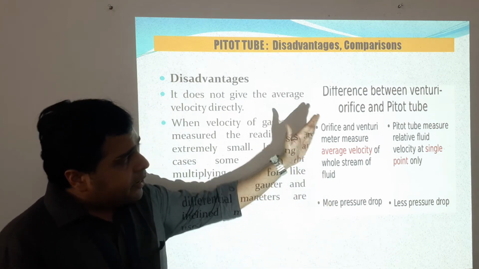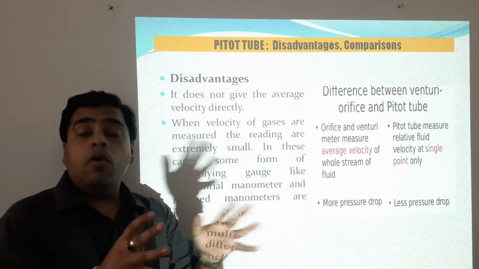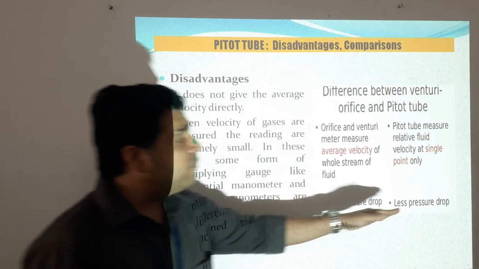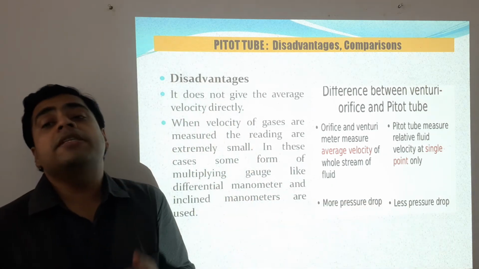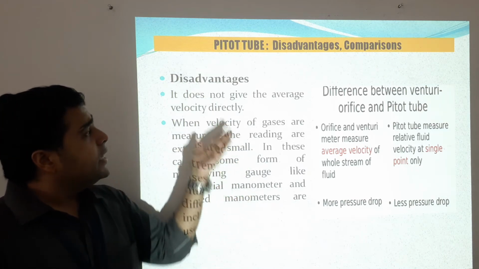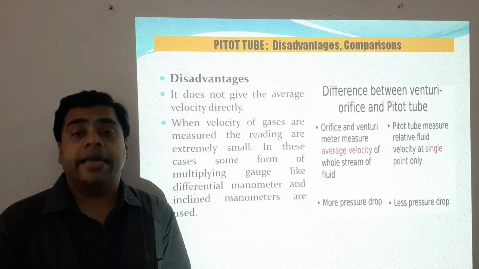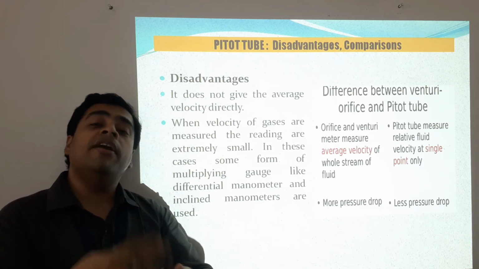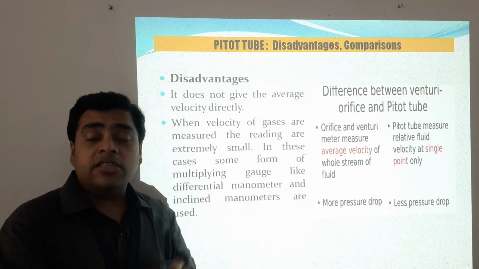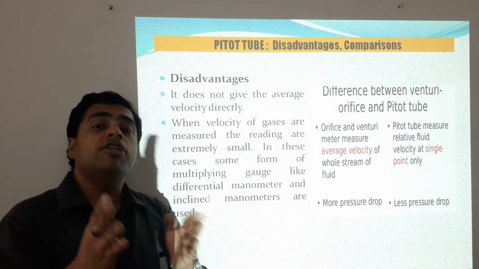Moreover, in the case of the orifice or the venturi, we can find more pressure drop, and in the case of the pitot tube, the pressure drop is comparatively less. Now come to its disadvantage. The pitot tube does not give the average velocity directly. We have to calculate it from different equations, both Bernoulli's and others, but it does not give the average velocity directly.